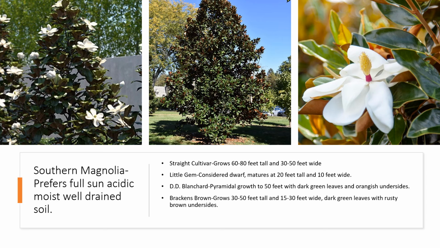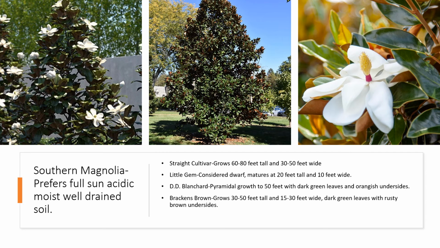On the top left there, that's Little Gem. It is considered dwarf, but it does mature at 20 feet tall and 10 feet wide. The great thing about some of these is they will bloom a lot earlier, especially the dwarf varieties, and some of the grafted ones, they'll bloom as a smaller plant.